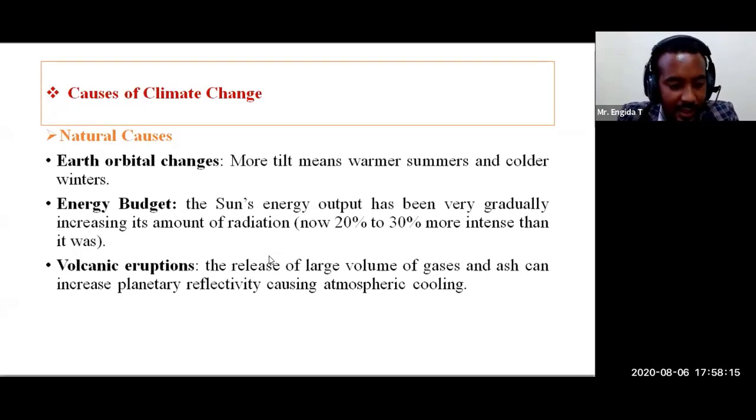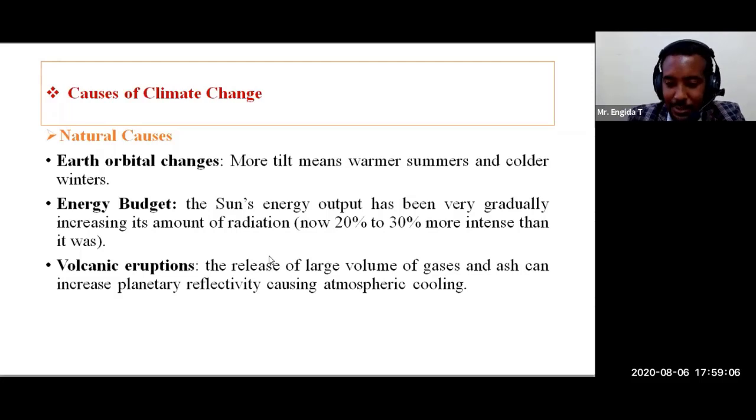The other very important natural reason is the Earth's orbital change. Look, there is more tilt towards the north and towards the south. The Earth revolves around the sun at nearly 66.5 degrees with respect to its orbit. So when it tilts towards the north or towards the southern equator, you can imagine the amount, the volume of energy released to the Earth.